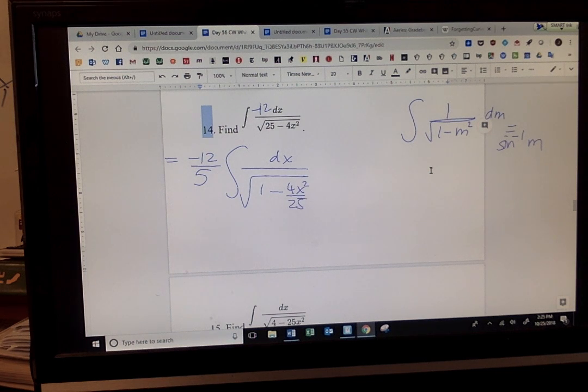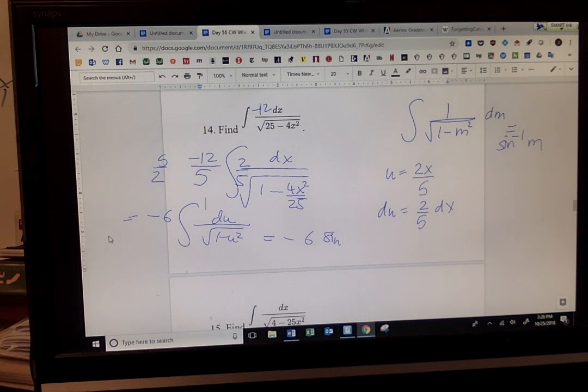Are you able to follow that? Okay, can we do u sub now? U is, hint, it's always the square root of that guy: 2x over 5. Therefore, du equals 2/5 dx. Introduce a 2/5. Balance with a 5/2. So the outside number is really negative 6. At this stage, are we doing u sub? We are short circuited. So therefore, du over radical 1 minus u squared. Final answer, negative 6 sine inverse of 2x over 5.